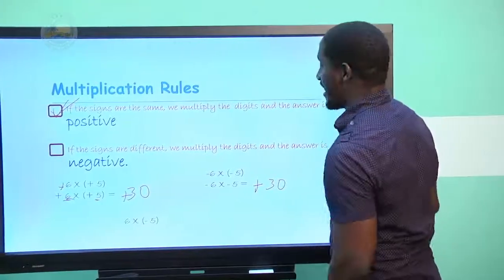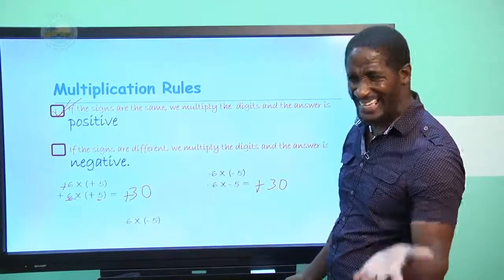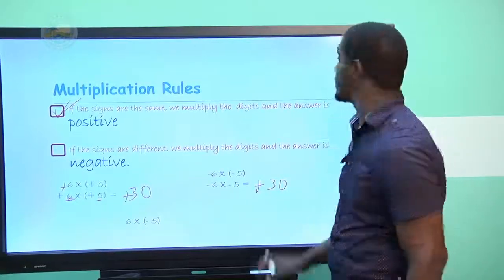Look at this one. Positive 6 multiplied by negative 5. Why did I say positive 6? Again, there is no sign in front of the 6, so therefore that 6 is positive.